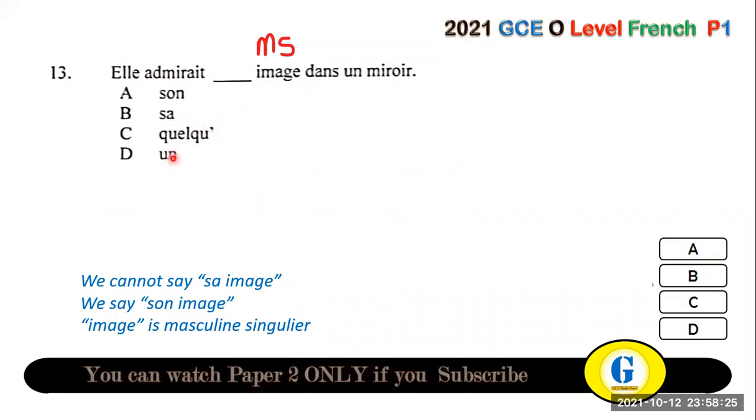So we cannot also say un because we know the image that the person was looking for in the mirror. So we say his image. She was admiring her image. Though she is a lady, we cannot say ça because image is masculine. So we say elle admirait son image dans un miroir. Yeah, these are the funny things in French.